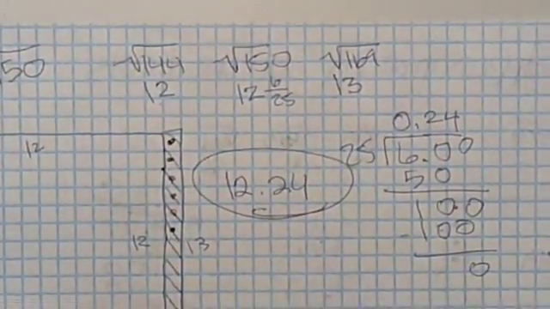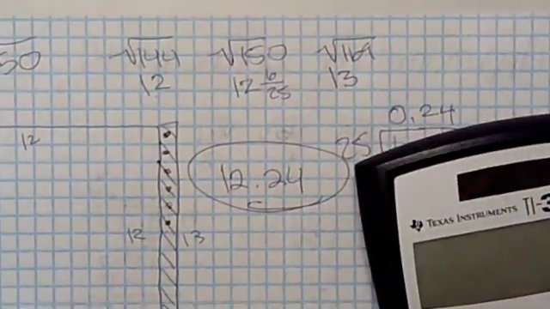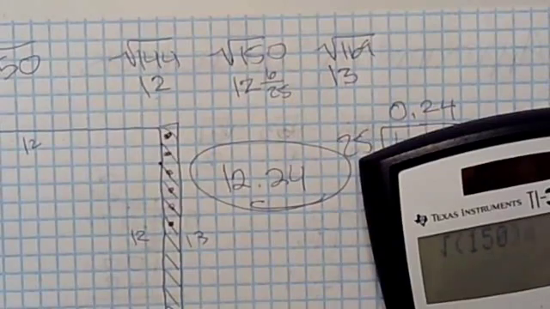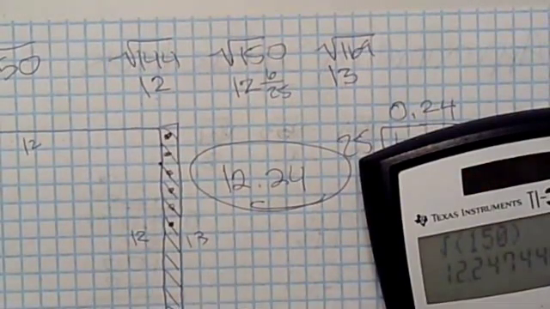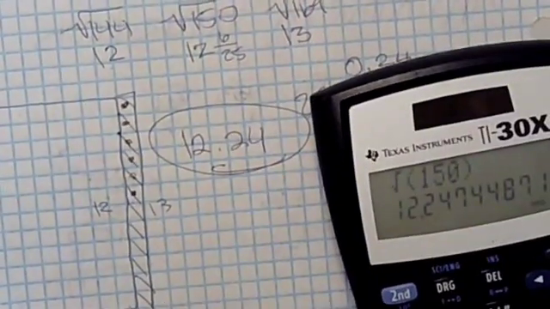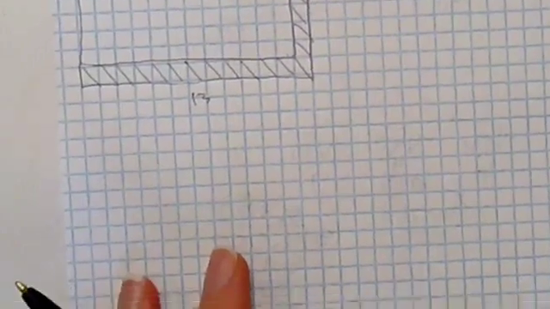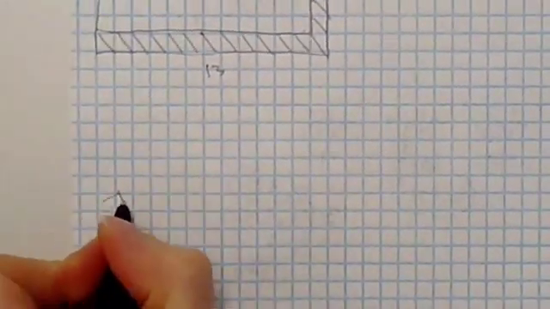Let's just check real quick, see if we are close. So the square root of 150 is 12.247, so it would have rounded up to 12.25, but we were pretty close. All right, one more. Let's do the square root of 27.